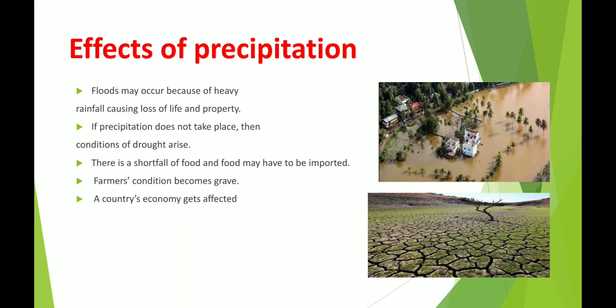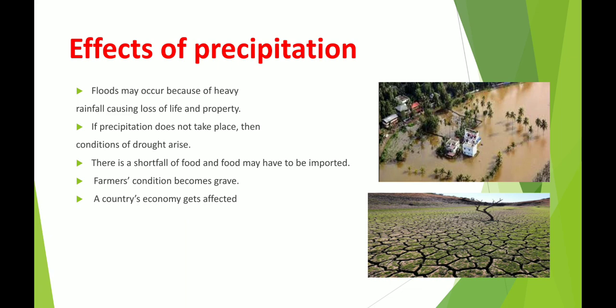If precipitation does not take place, then conditions of a drought arise. There is scarcity of water. There is a shortfall of food, and food may have to be imported. If there is no rainfall, it's not possible for the farmer to cultivate the different crops. So we have to import food from other countries, and in this way farmers' conditions become very grave, and the country's economy gets affected.